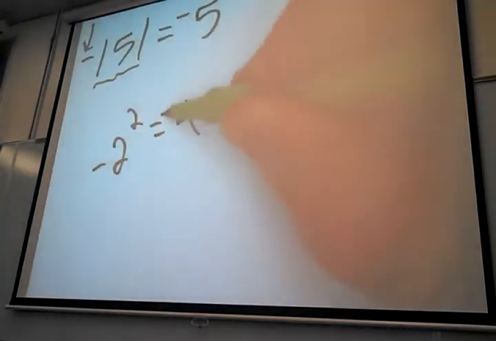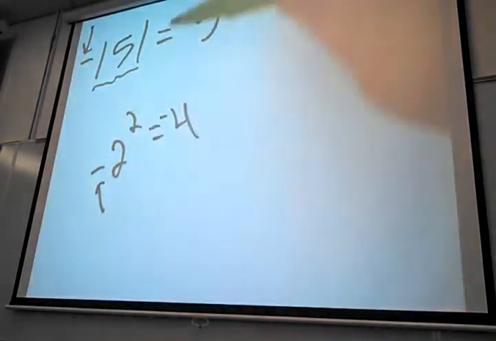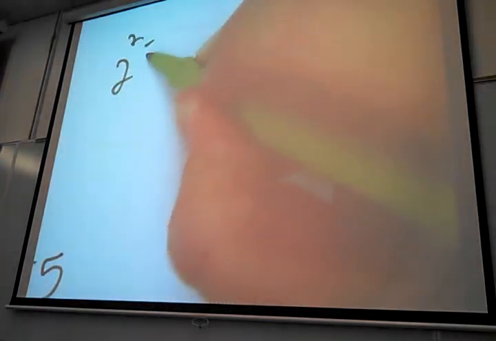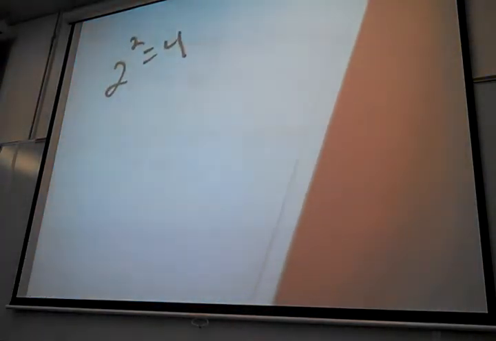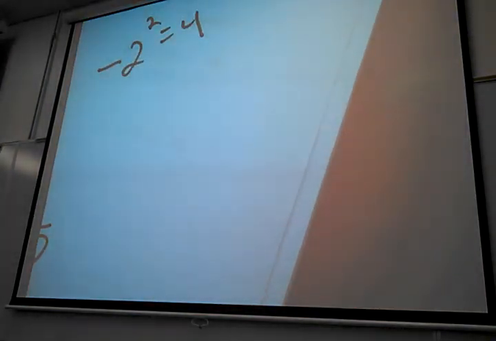Negative. So I just put a negative on the outside. Positive 2. So all I did was put a negative on the front. I really want you to see this. 2 squared is 4. So this means the opposite of 2 squared, which is negative 4, because we already established that 2 squared is 4.